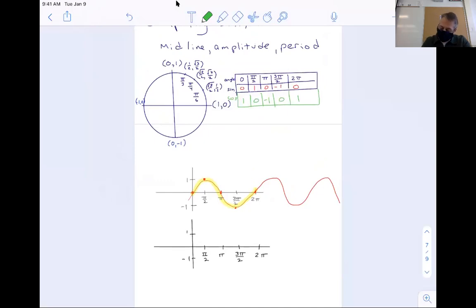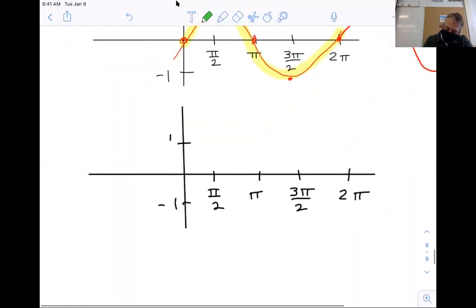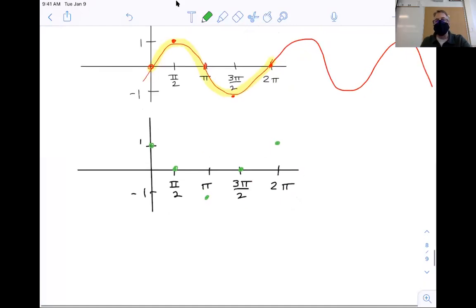All right, and now for the cosine, I'm using these values. So the cosine of 0 was 1, and the cosine of pi over 2 was 0. And at pi, we had -1. At 3 pi over 2, we had 0. And at 2 pi, we had 1.